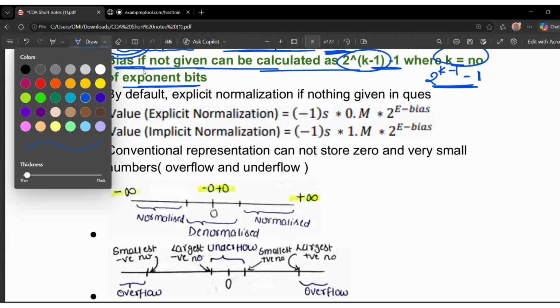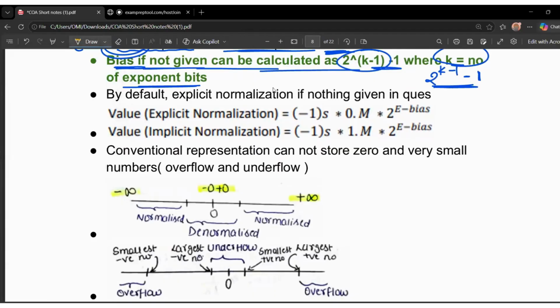By default, we use explicit normalization if nothing is given in the question. So the value is minus 1 power s into 0 point m for explicit normalization. And implicit normalization is 1 point m, right? In explicit normalization, after the point there must be a 1. And this is the value formula.